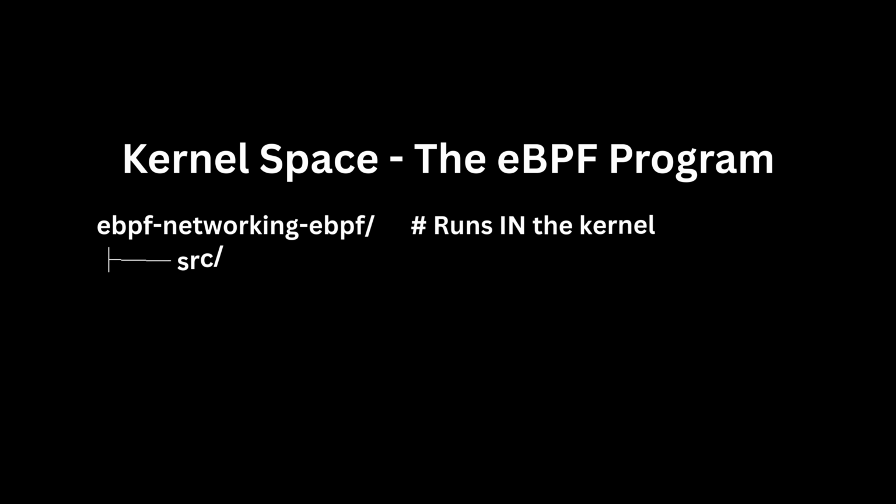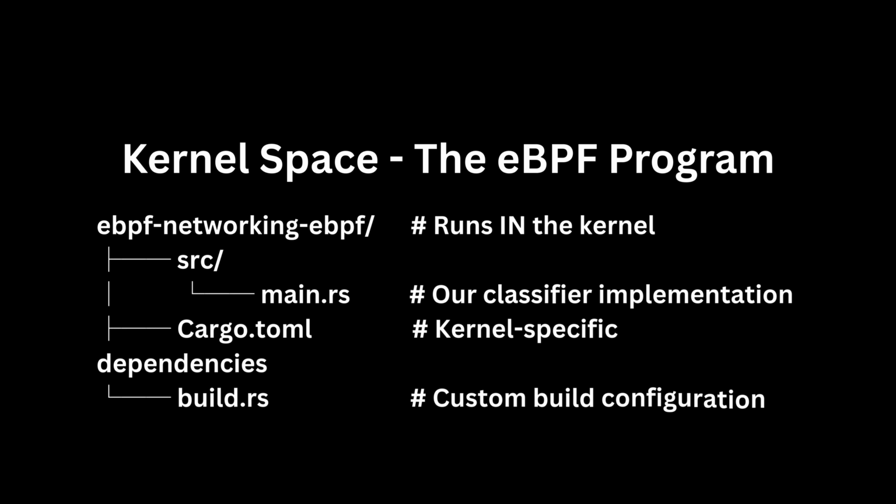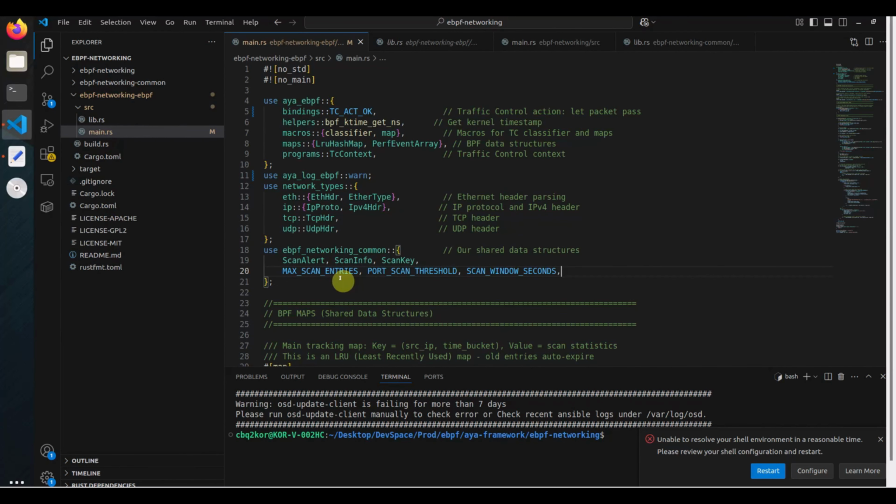Kernel space, the eBPF program. For our main event, now let's see our eBPF kernel program. This is our kernel program main.rs. We are running in the kernel space. As we're running in the kernel space, there is no heap allocation, no standard libraries, no main function. This is just bare metal Rust programming.